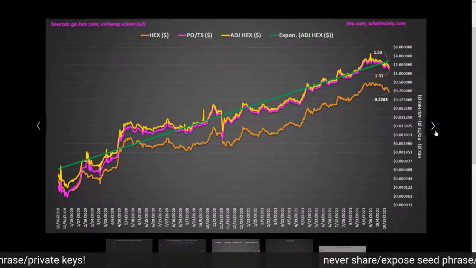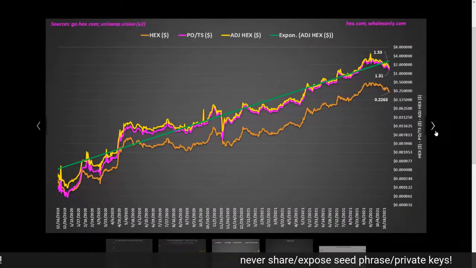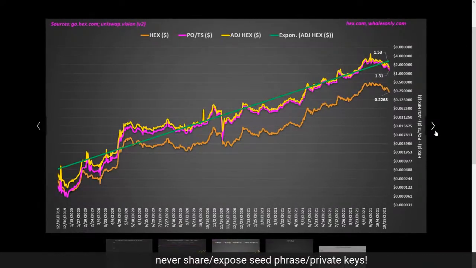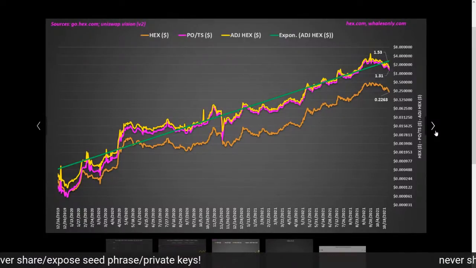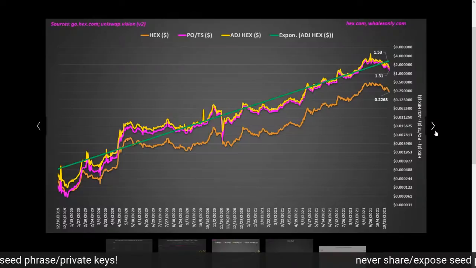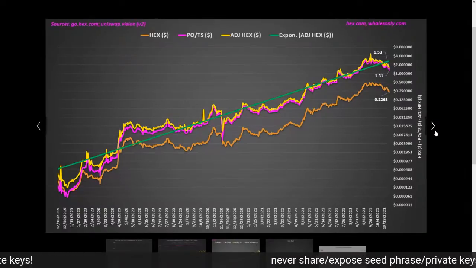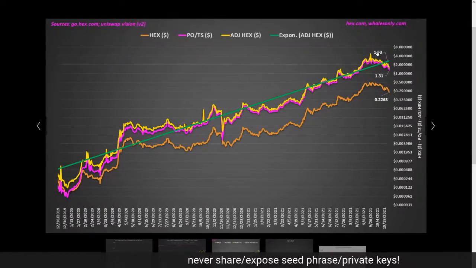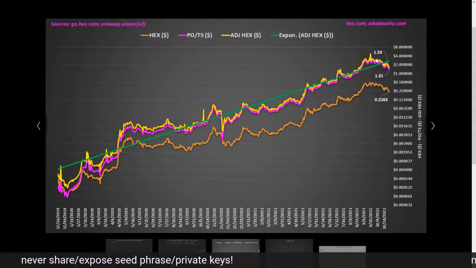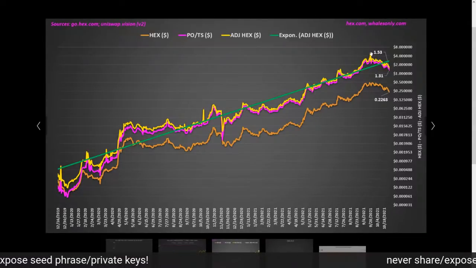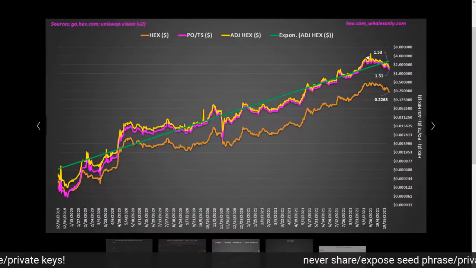All right, this is the dollar term chart. Now everything here is just price in dollars, right? The price of Hex, payout per T share, and the adjusted value is just the sum of payout per T share and the price of Hex, and that, as you guys can see, gives us a count of 1.53 cents. So as you guys can see, we already breached the $4 mark from that perspective.